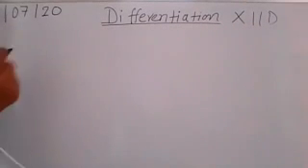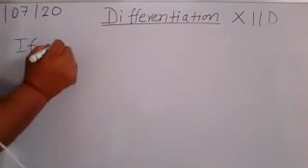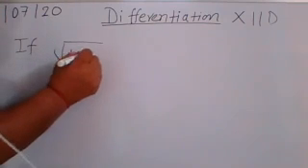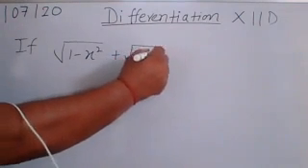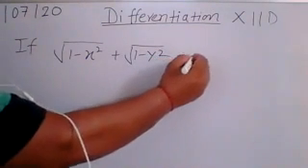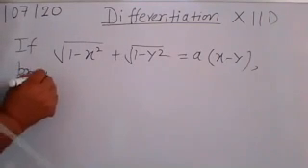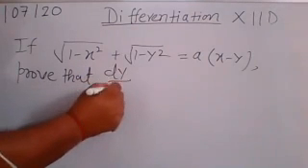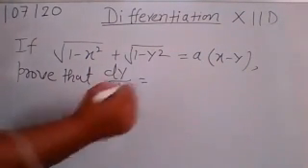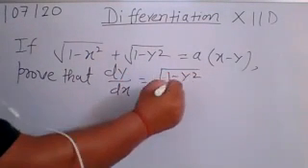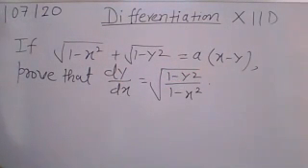If √(1 − x²) + √(1 − y²) = a(x − y), prove that dy/dx = √(1 − y²)/√(1 − x²). You have to prove this result.